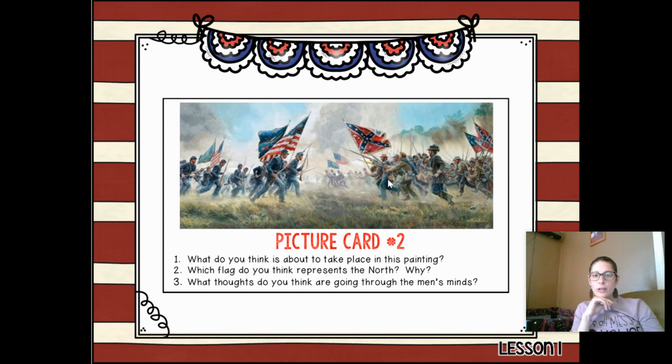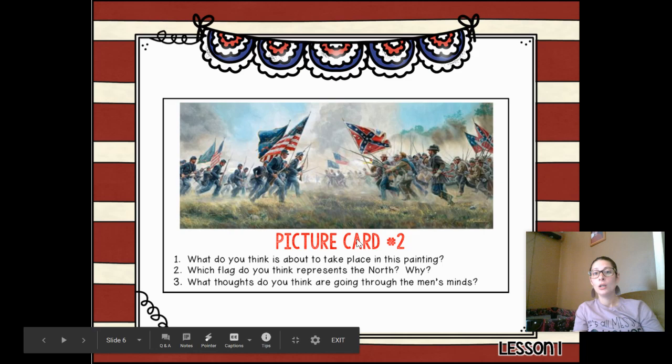What thoughts do you think are going through their minds? Well, they're probably angry, especially the South. They might be scared going into battle. There's a lot of things that they could be thinking, right? Because it looks like this is about to get really ugly. They are really about to go at it.